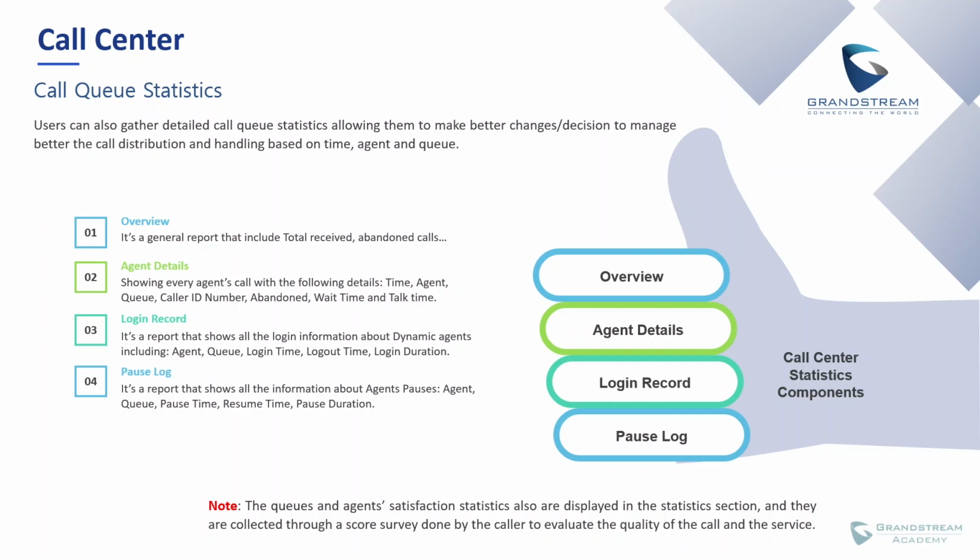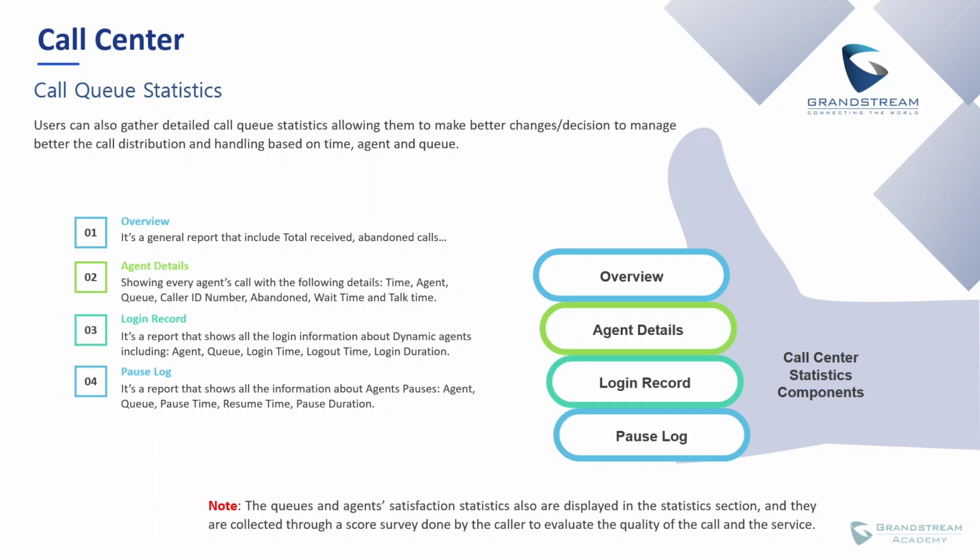Also, we have login record, which is a report that shows the timestamps of dynamic agent logins and logouts and calculates the amount of time the dynamic agents were logged in. Dynamic agents are extensions that log in or out via agent login and logout codes configured in the Global Queue Settings page or by using the GXP 2100 series call queue soft key. A new record will be created only when an agent logs out.